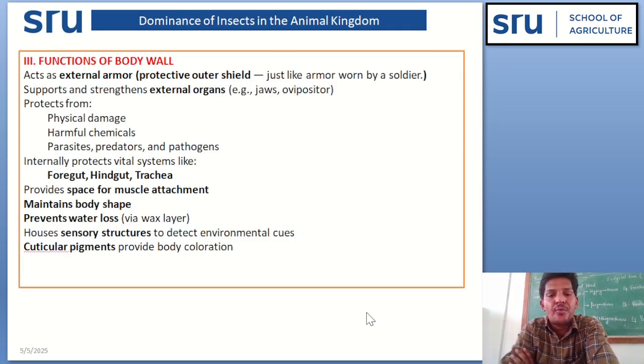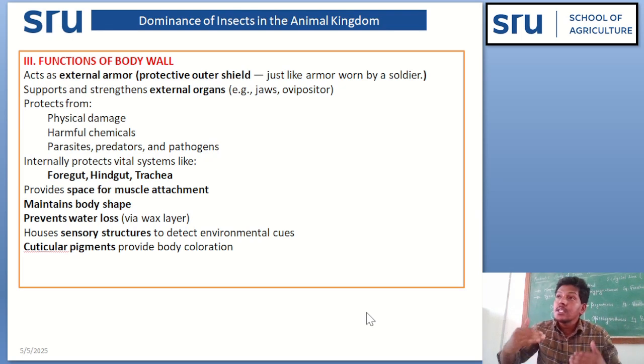Last slide, that is functions of insect body wall. It acts as an external armor, meaning a protective outer shield, just like an armor worn by a soldier. Soldiers are wearing that bulletproof jacket, like that structure, body wall. It supports and strengthens external organs such as jaws and ovipositors. It protects the insect from physical damage, harmful chemicals, parasites, predators and pathogens entering the insect body.